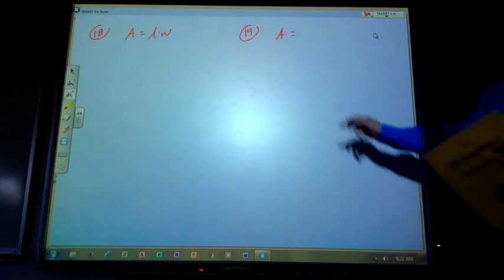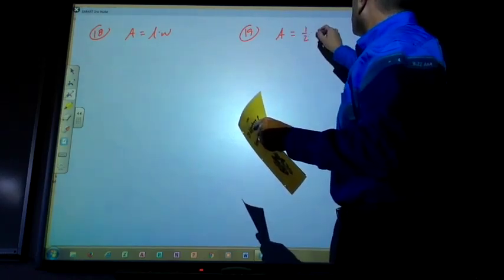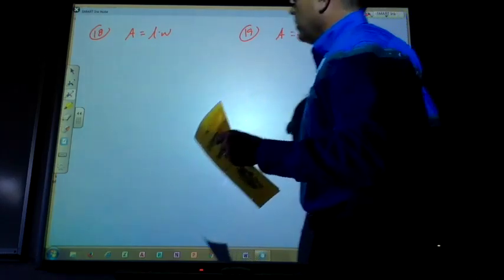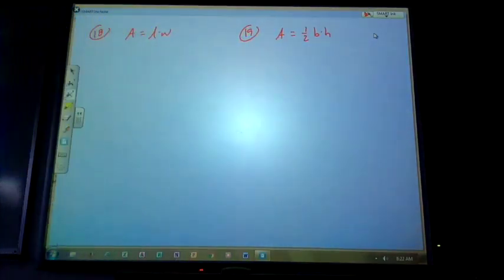One half times base times height. Good. And a lot of people say, well, what's the difference between length and width and base and height? Really nothing. You just have to make sure that when you're talking about a triangle, you're multiplying two things that are perpendicular to each other. That's the base and height.